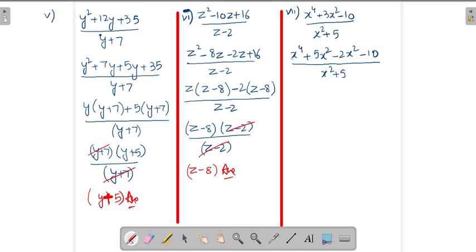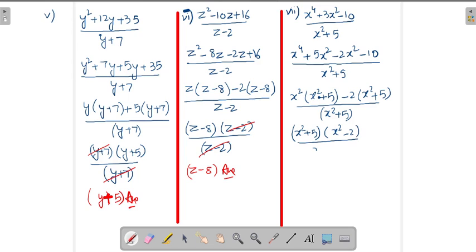Now take common. From the first two terms, what is common? Common is x square, and x square plus 5. And from the last two, the common is x square plus 5. And the denominator is x square plus 5. Now what is common from the upper part? That is, x square plus 5 is common. And the left term is x square minus 2. And in the denominator x square plus 5.